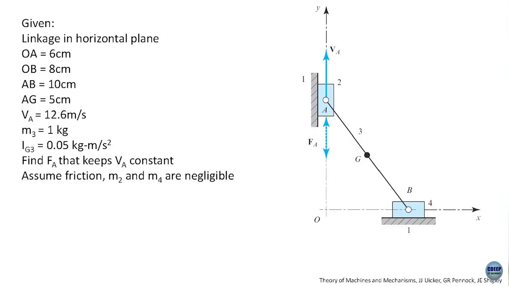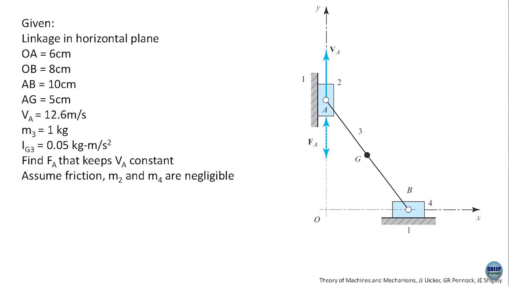Draw the free body diagram of all the links. What was given? Assume friction in M2 and M4 is negligible. Just draw the free body diagrams just as you needed practice in before the mid semester for kinematic position, velocity, acceleration analysis. Unless you are really thorough with those things, you won't be able to solve static force and dynamic force or motion analysis. All the mass data are given, M3 is given, M3 is the link of our interest, V_A has to be constant, that means acceleration of point A is 0.